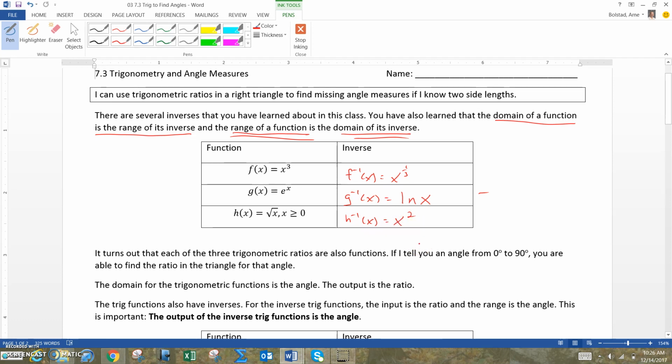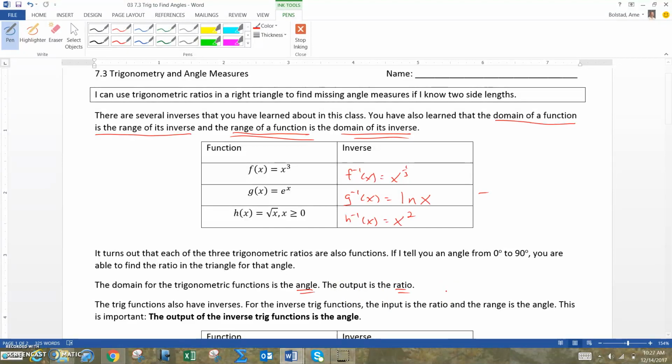All right. Turns out that the three trig functions, sine, cosine, and tangent, are also functions. If I tell you an angle from 0 to 90, you're able to find the ratio in that triangle for that angle. And again, it doesn't matter the length of the sides, that ratio will always be the same. The domain for the trigonometric functions is an angle. When we get the output, that will be the ratio of the specific sides that define that trig function.